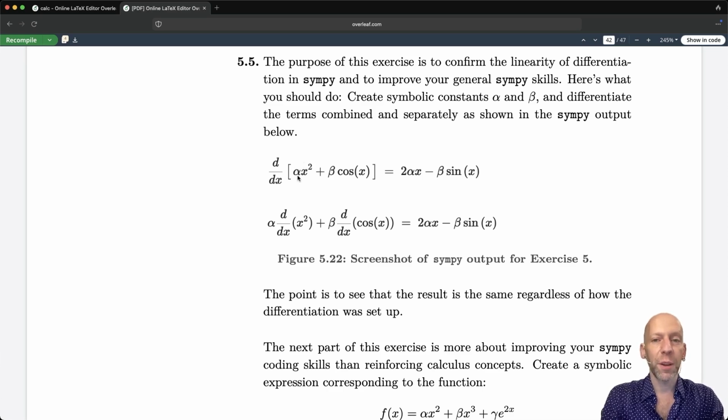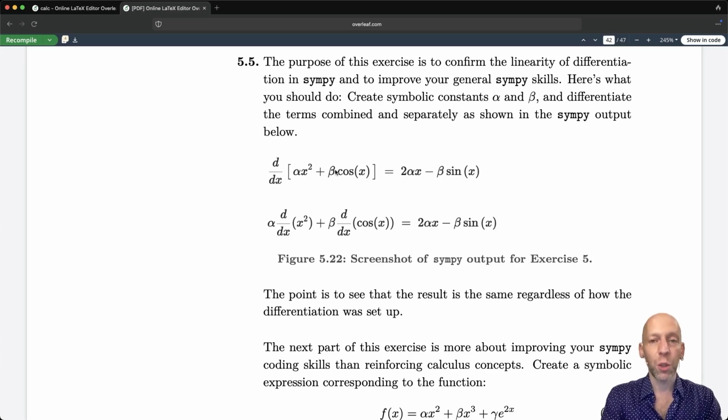First, define the function alpha x squared plus beta cosine squared. So that is one function where x is a symbolic variable and alpha and beta are arbitrary constants. So they can be the number 16 or the square root of 42, whatever. And then you want to differentiate in SymPy that entire expression. So it's going to look like this. So one call to sim.diff to differentiate this function.